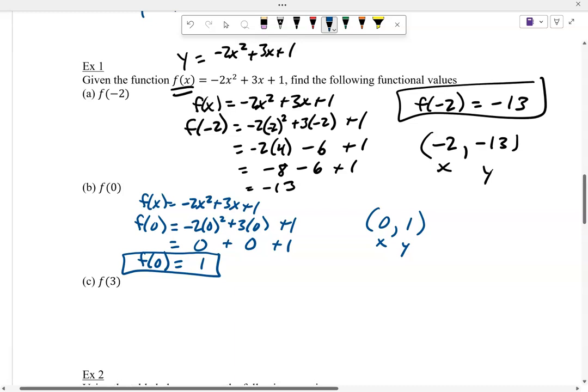And then finally for f of 3, you plug in f of 3. We've got f of x equals negative 2x squared plus 3x plus 1. Plug 3 in for x.